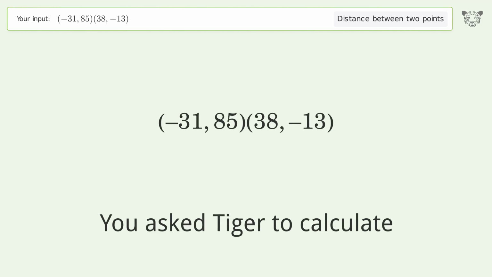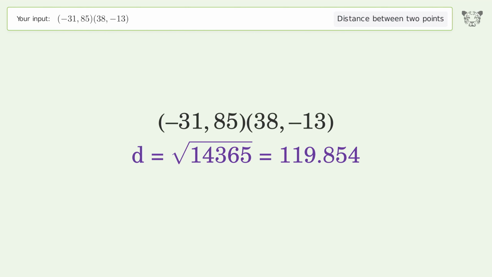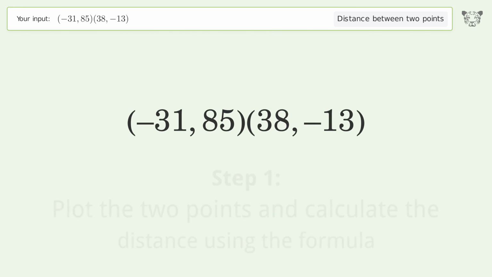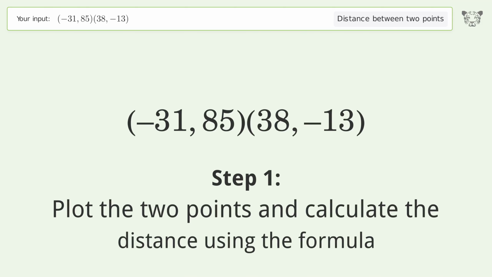You ask Tiger to calculate. This deals with the distance between 2 points. The distance between the 2 points is the square root of 14,365 or 119.854. Let's solve it step by step. Plot the 2 points and calculate the distance using the formula.